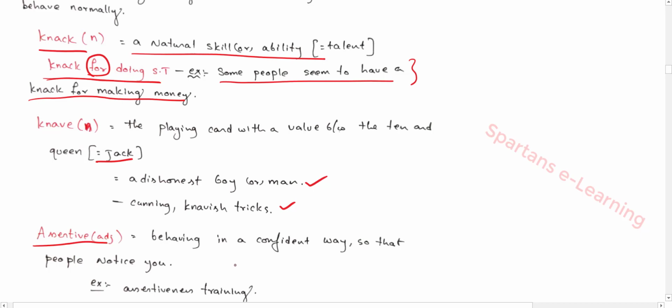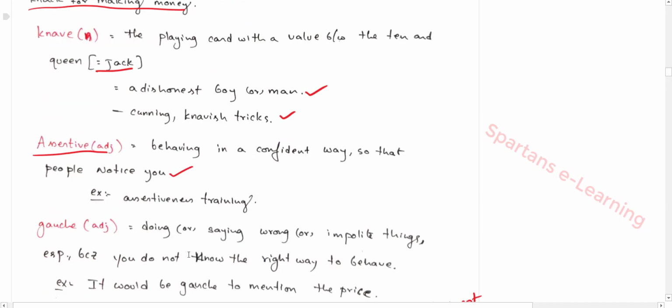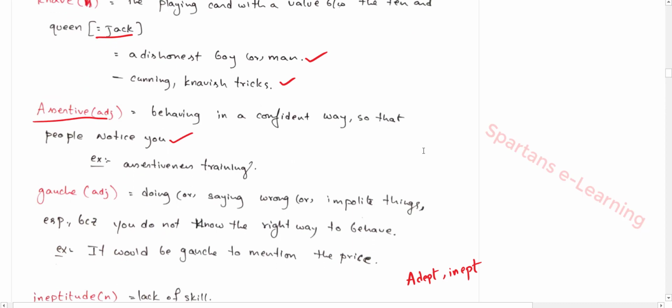Assertive means behaving in a confident way so that people will notice you. Example, assertiveness training. So, being assertive is always good. Okay. Next word is gotch.